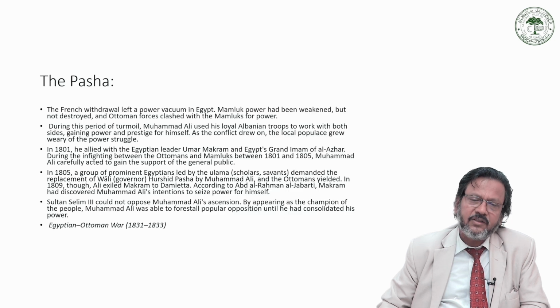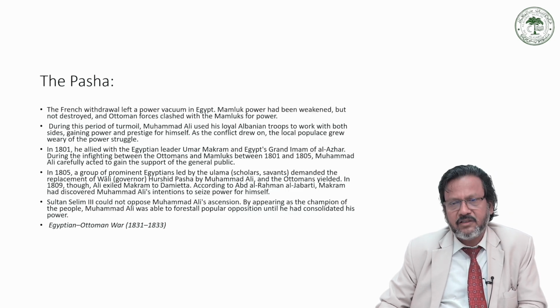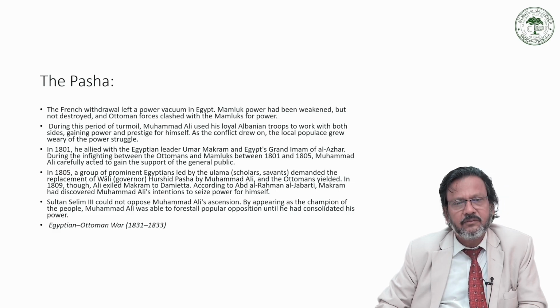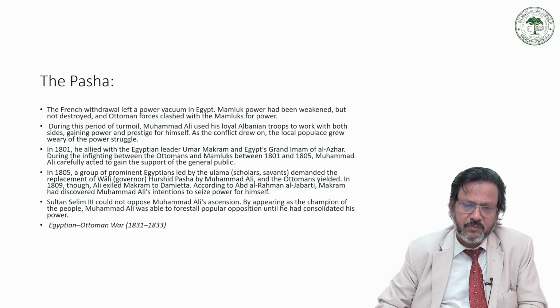So the Pasha, when we say the Pasha, it is Muhammad Ali Pasha. The French had to withdraw from Egypt because of certain expediencies in Europe. Napoleon Bonaparte had to leave Egypt. This withdrawal had left a power vacuum in Egypt. So the Mamluk power had been weakened but not destroyed, and Ottoman forces clashed with the Mamluks for power.